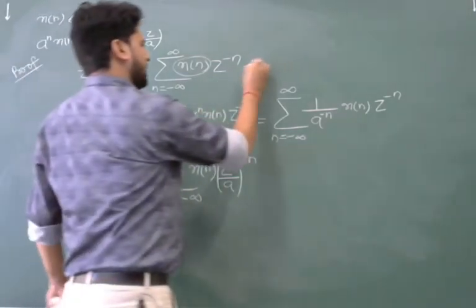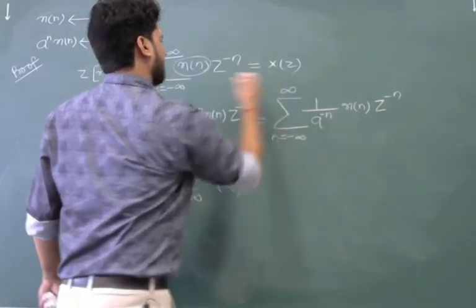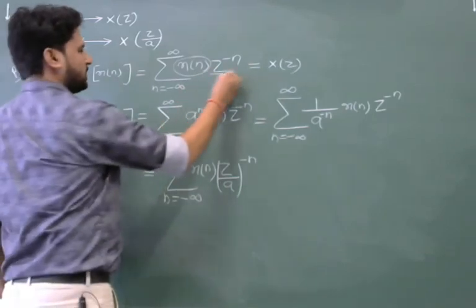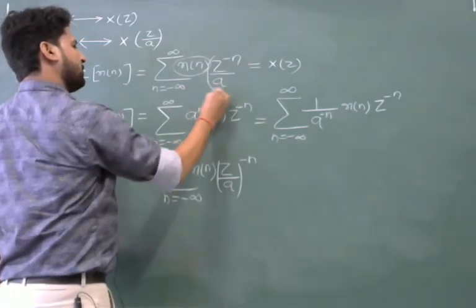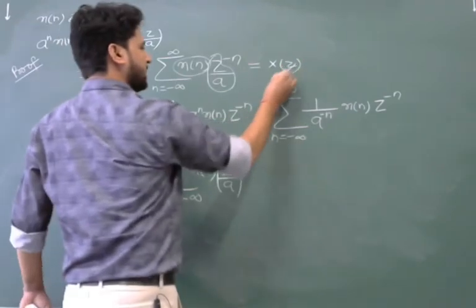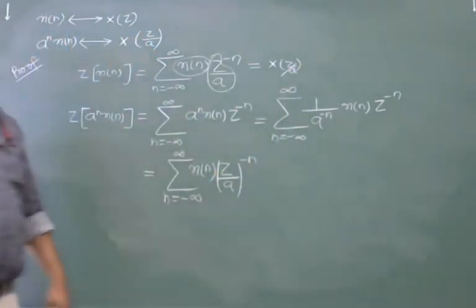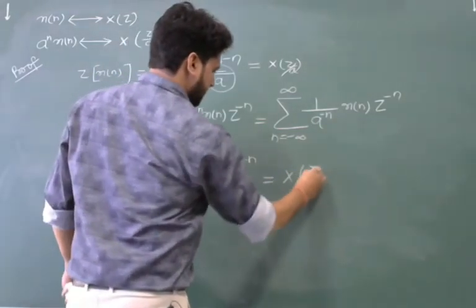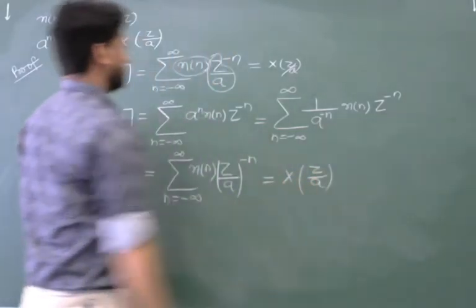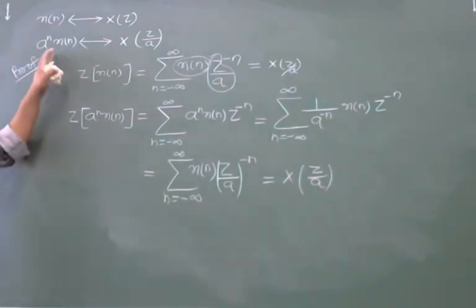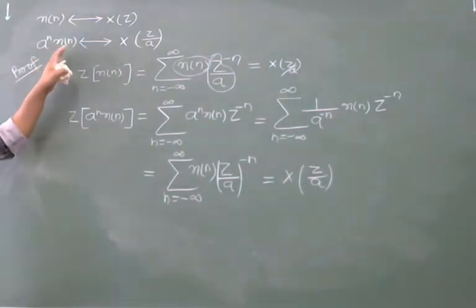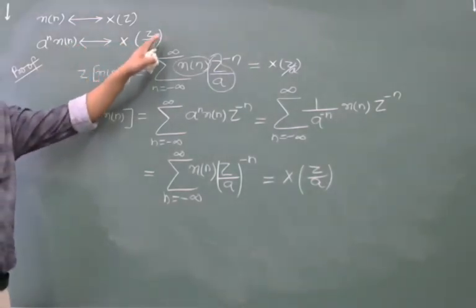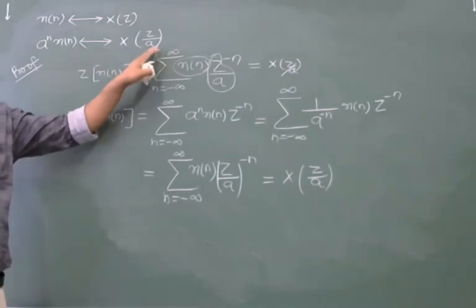If x of z is equal to the sum of x of n into z power minus n, then if I put z by a in place of z, this variable z will be replaced by z by a. So this can be written as x of z upon a. This is the proof of the multiplication by an exponential in the time domain: the signal in the z domain will have z divided by a.